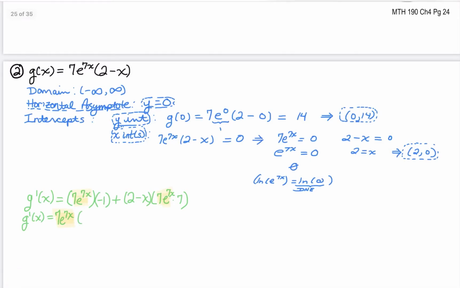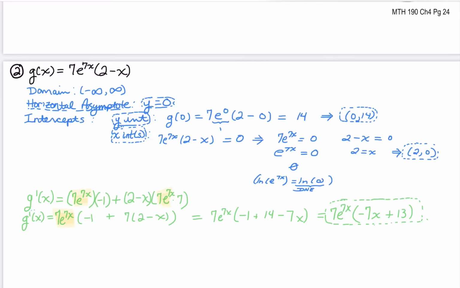And that means in our first term we have the -1. In the second term we still have that extra 7 that came from that chain rule. And then of course we also have the 2 minus x binomial. So we now have 7e to the 7x times the quantity of -1 plus 14 minus 7x. So combining your like terms inside of that set of parentheses, looks like we're going to have -7x plus 13. So 7e to the 7x times -7x plus 13, that is our pretty good looking form here for g prime.